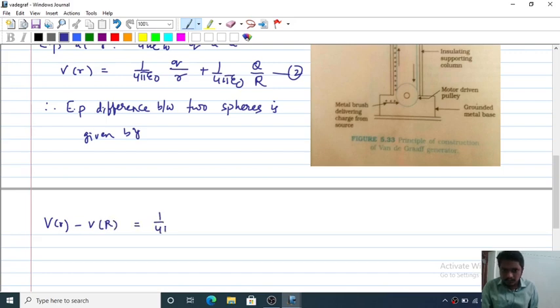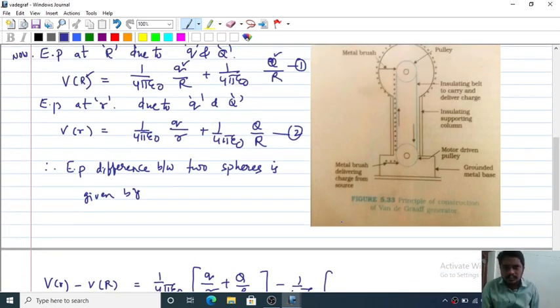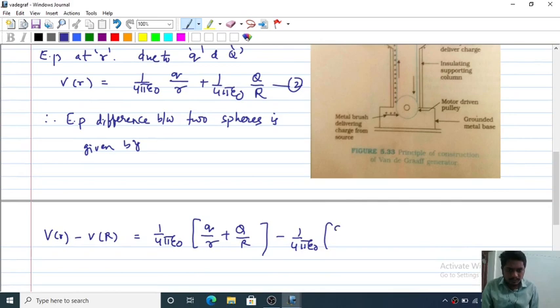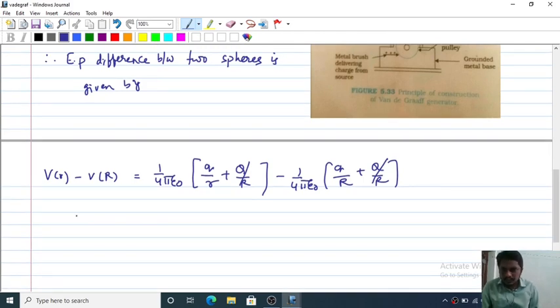1 by 4 pi epsilon naught is common from all the terms. From the second equation, V of small r equals q by r plus Q by capital R, minus 1 by 4 pi epsilon naught into V of capital R, which is q by capital R plus Q by capital R. In both cases we have capital Q by capital R, so that got cancelled. So the potential difference between the two spheres, V of small r minus V of capital R, is equal to 1 by 4 pi epsilon naught q times (1 by r minus 1 by capital R).